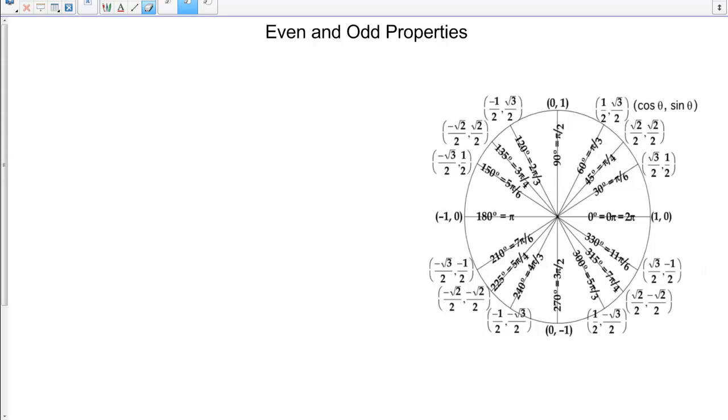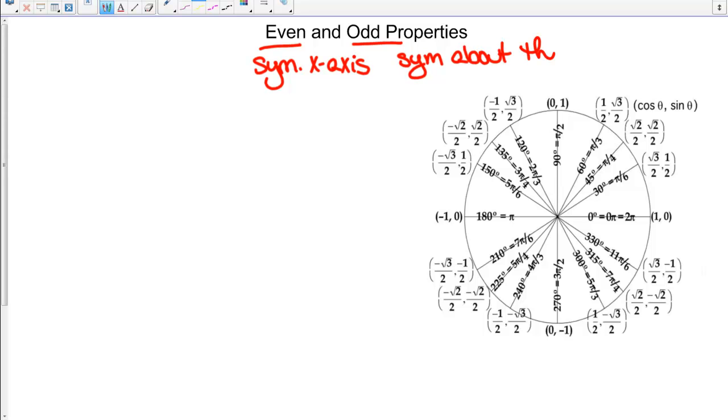So now we're going to talk about the even and odd properties of trigonometric functions. Even means that we're symmetric about the y-axis, and odd means that we're symmetric about the origin.